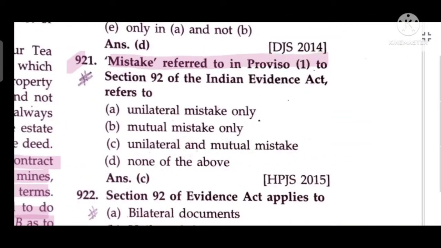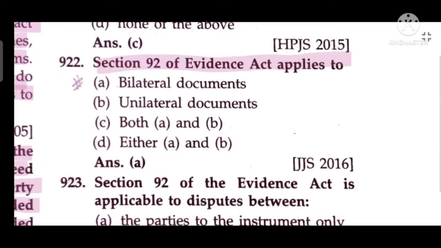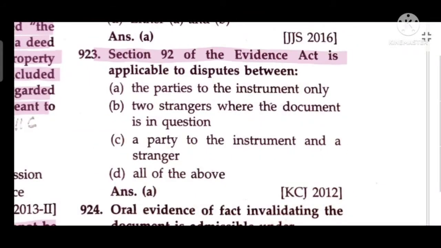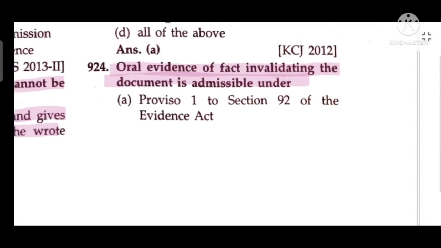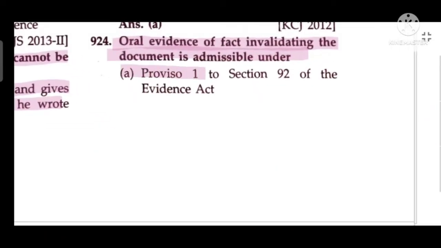Mistake referred to in proviso 1 of Section 92 of the Indian Evidence Act refers to unilateral and mutual mistake. Section 92 of the Evidence Act applies to bilateral documents. Section 92 of the Indian Evidence Act is applicable to disputes between the parties to the instrument only. Oral evidence of a fact invalidating the document is admissible under the proviso of Section 92 of the Indian Evidence Act.